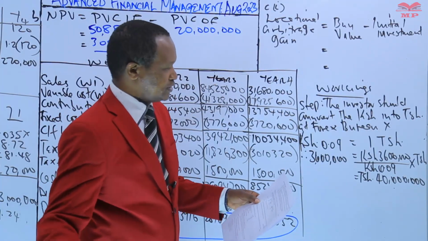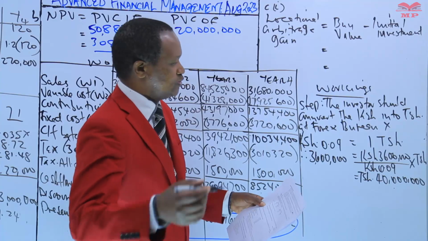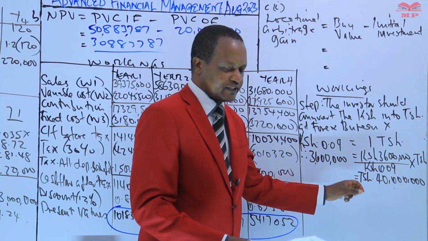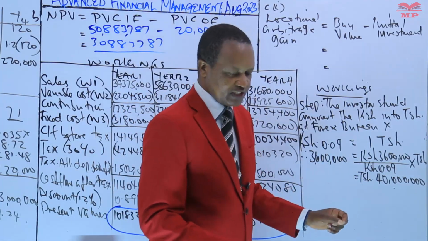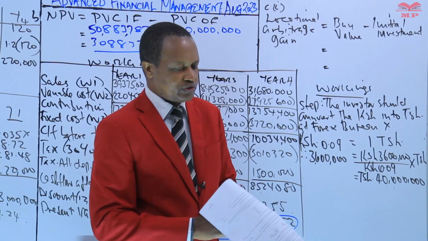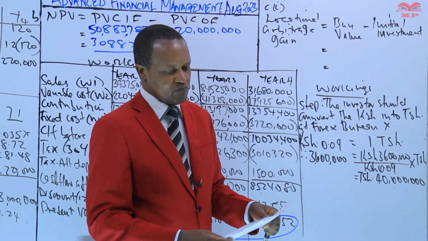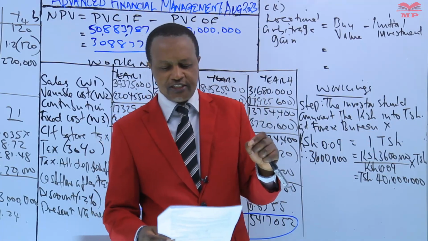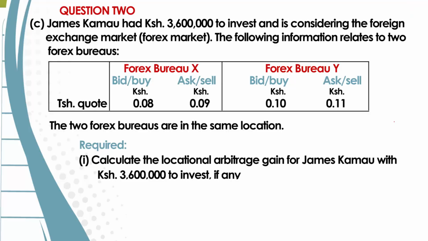Convert the 3.6 million Kenya shillings into Tanzania shillings. After converting the Kenya shillings into Tanzania shillings, the investor can then check from the two bureaus where to exchange the Tanzania shillings again into Kenya shillings at a higher exchange rate. You understand? At a higher exchange rate.